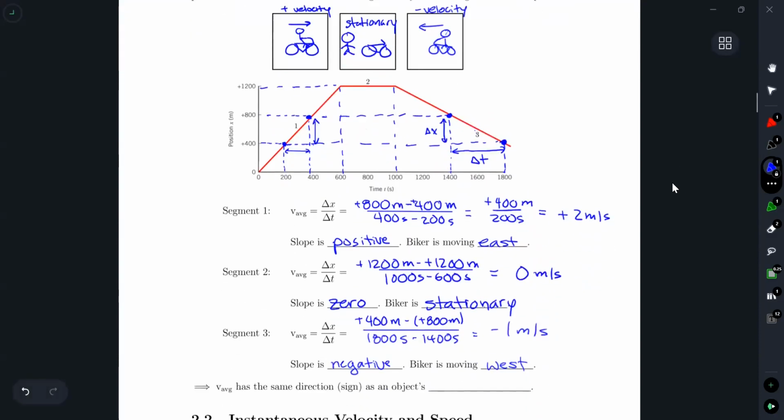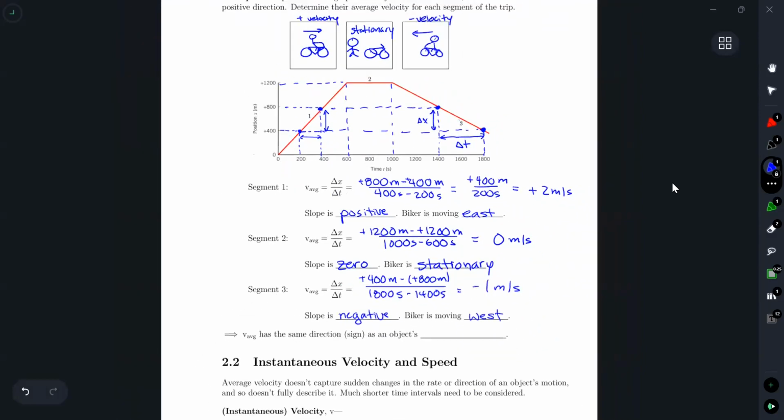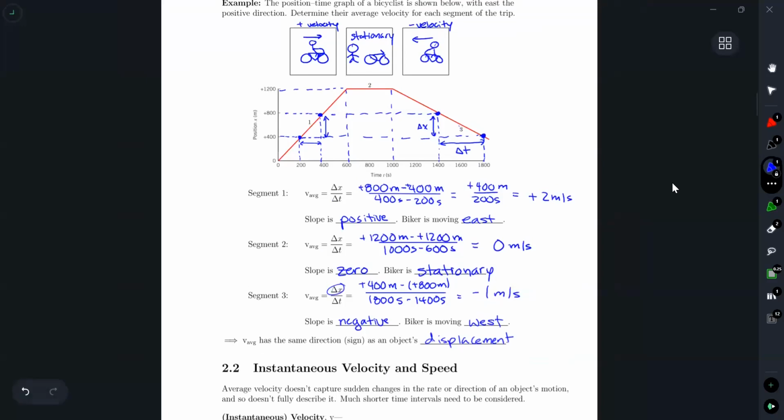And so he's heading back the other way. And so we can always say that the average velocity has the same direction as the displacement, where something is moving overall. And that just comes from the fact that the numerator is the displacement, and that's the only thing that has a direction in this ratio.